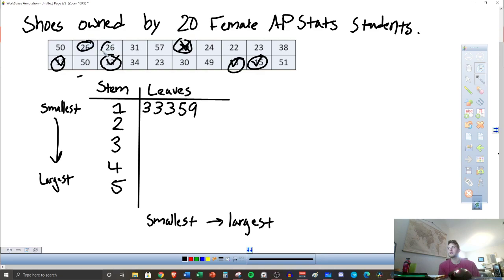So 26, 26, 23, 24, 22, 23. That's all of them. We start with the lowest. Which one's the lowest? Well, it's the 22, so I'm going to put a 2. By the way, you want the numbers to be the same size and you want them to line up, okay? So we got 22, 23, we have 2 of those.